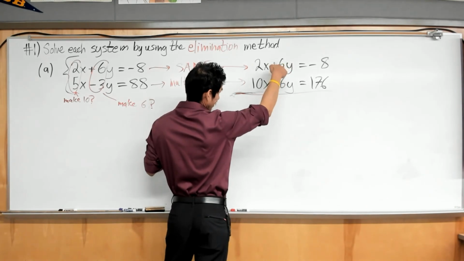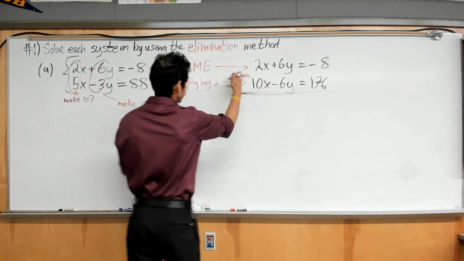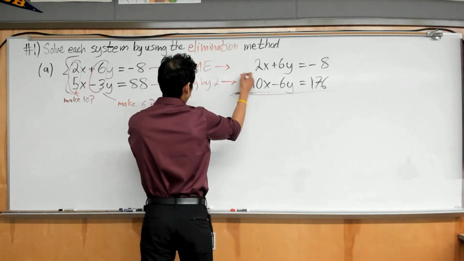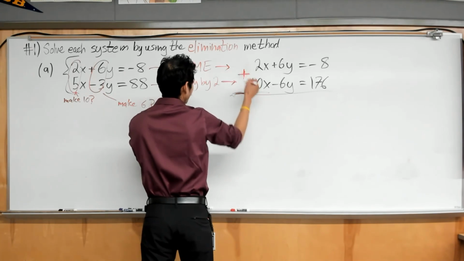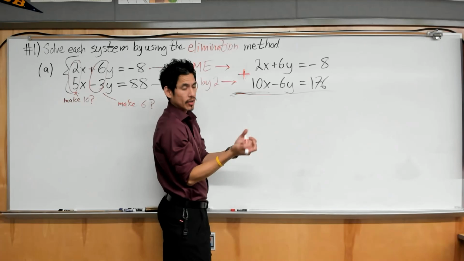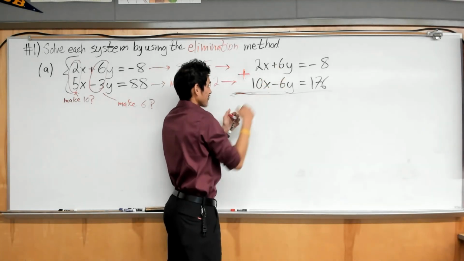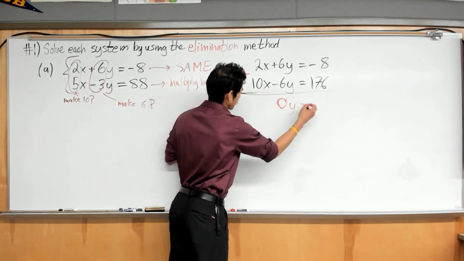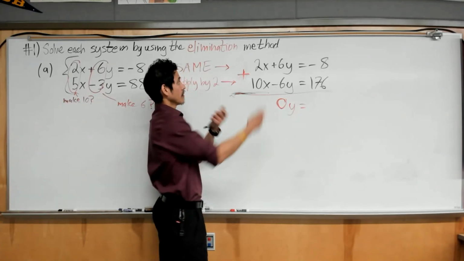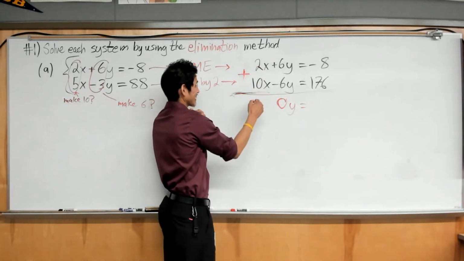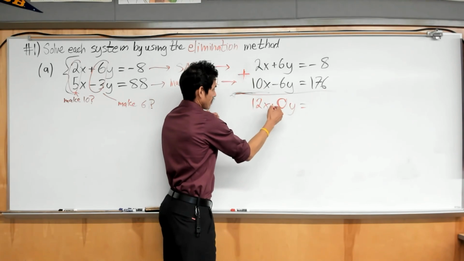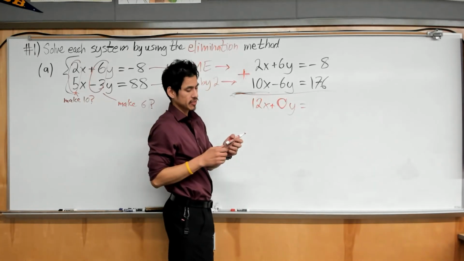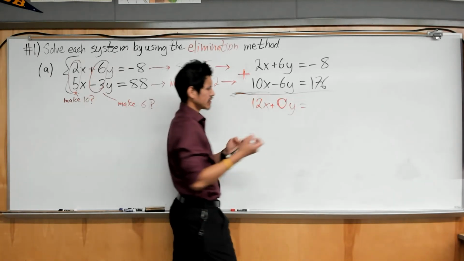So we eliminate the 6's by adding them. Let me make this plus very powerful. You add, because when you add 6 and -6, you get 0y, which is just 0. Let's just write 0y for dramatic effect. But we add now also 2x and 10x, 12x, plus 0y equals -8 plus 176. 168? Yep.